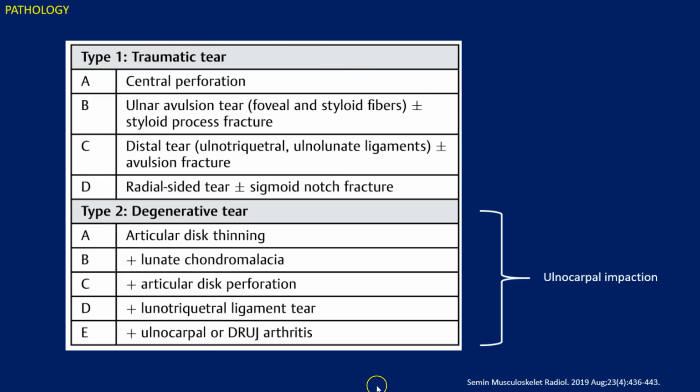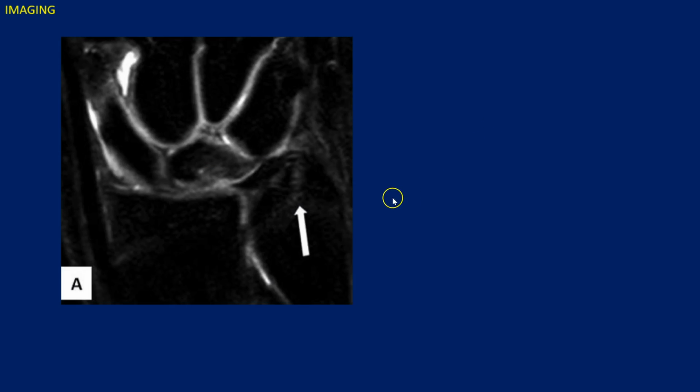So the Palmer classification, P-A-L-M-E-R, which has been adapted somewhat here, is still the most widely used for describing pathology of the TFCC, in particular on our MR exams. Now with imaging of the TFCC, MR arthrography is best.